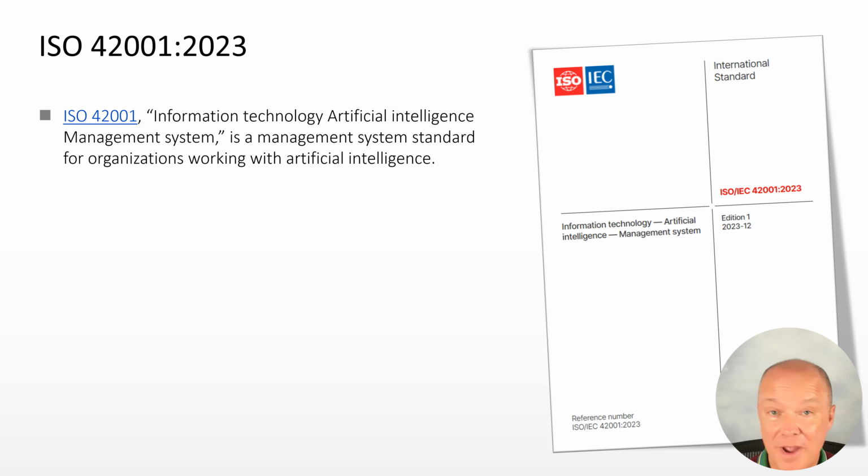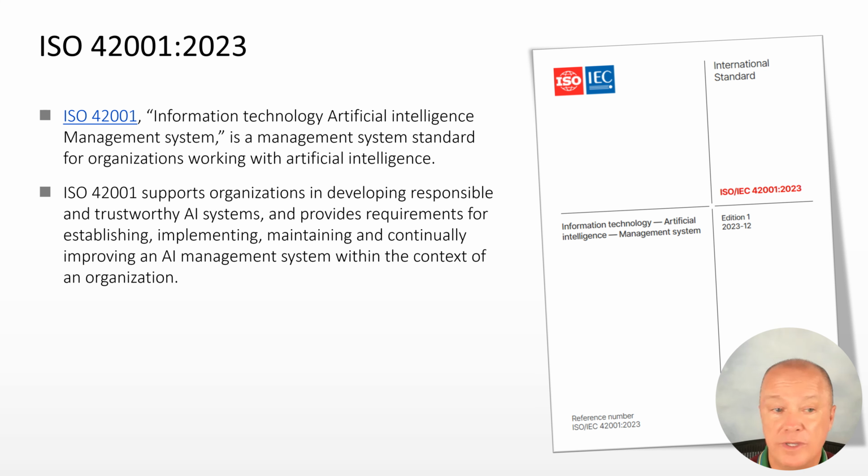Obviously, the primary reference source for this course is the ISO 42001 standard entitled Information Technology Artificial Intelligence Management System. It is a management system standard for organizations working with artificial intelligence. ISO 42001 supports organizations in developing responsible and trustworthy AI systems and provides the requirements for establishing, implementing, maintaining, and continually improving the AI management system within the context of a particular organization.